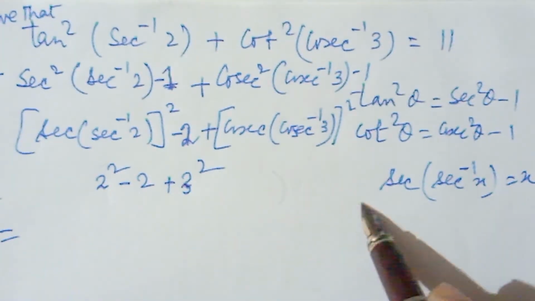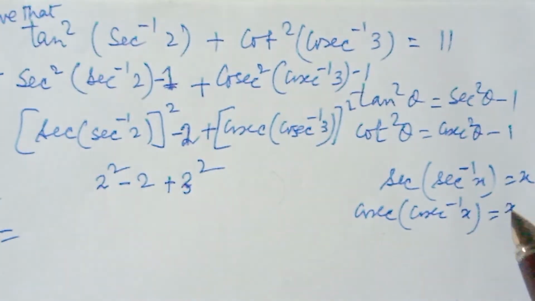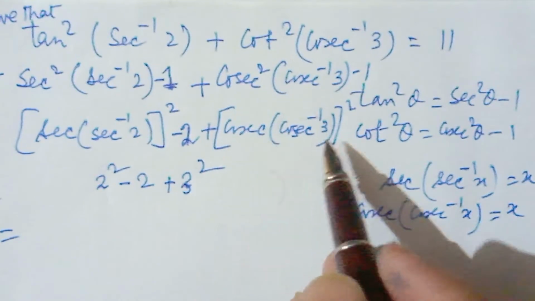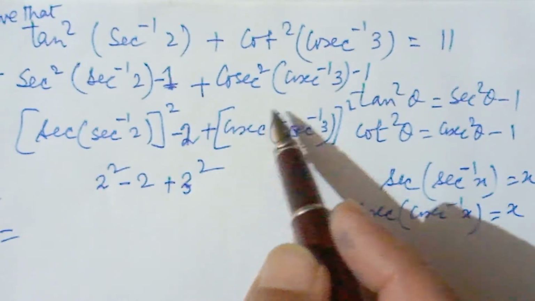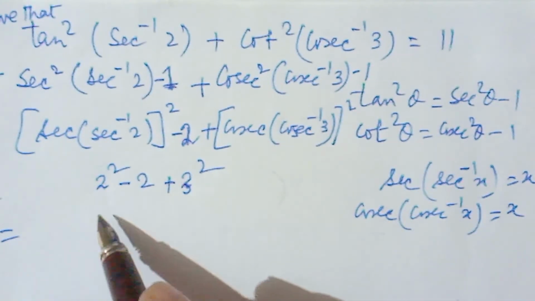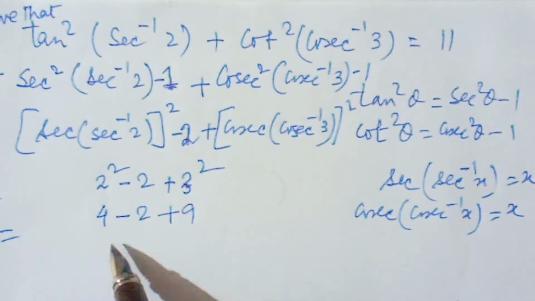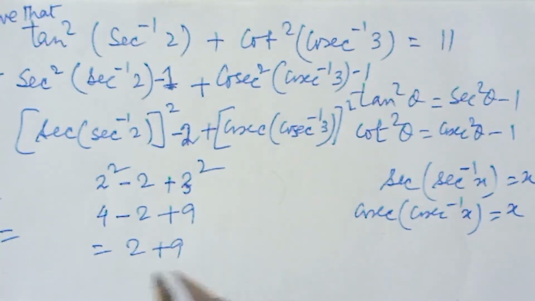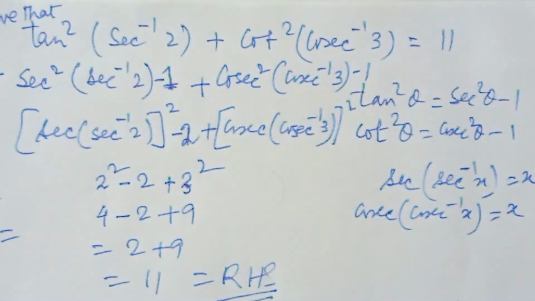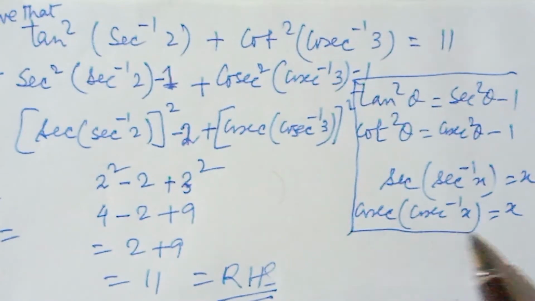So what is the formula? Same formula, cosec of cosec inverse x is equal to x. So you can write this is 3, so 3 square is 9. Then you can write 4 minus 2 plus 9 equals 2 plus 9, 11, which is equal to right hand side. So this way we can prove. So this formula we have used here, so you can follow.